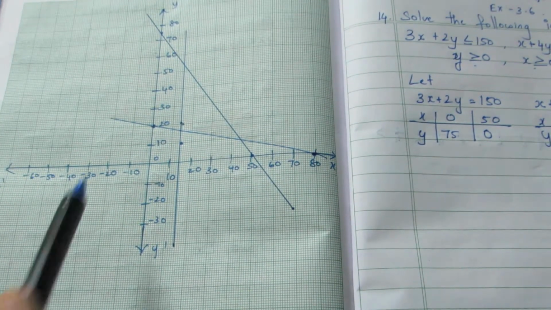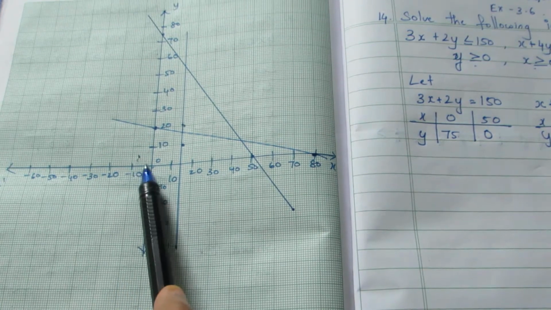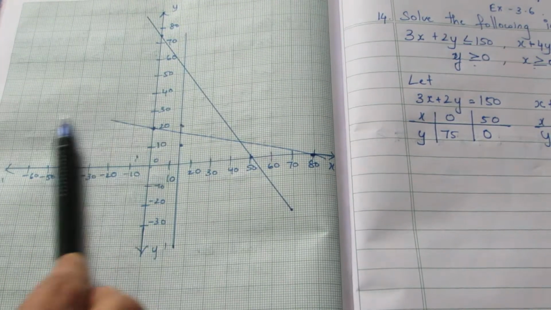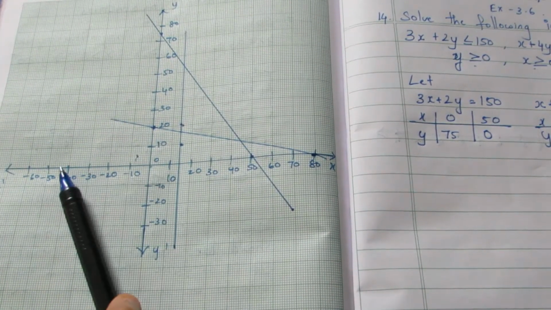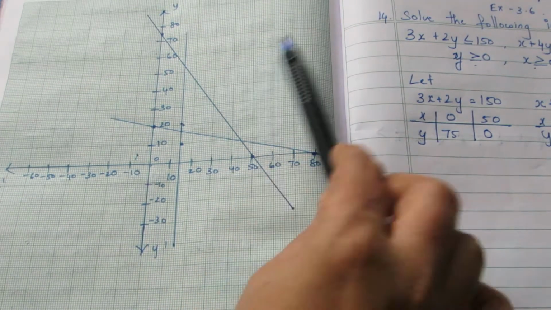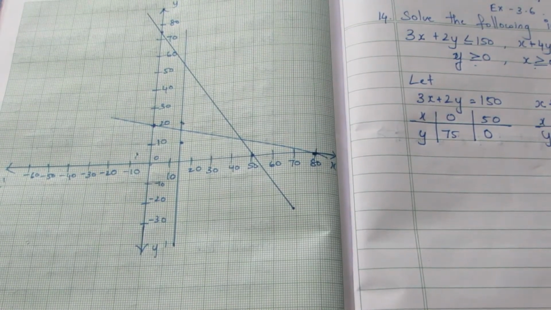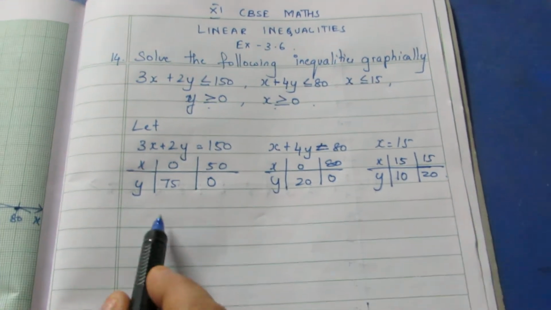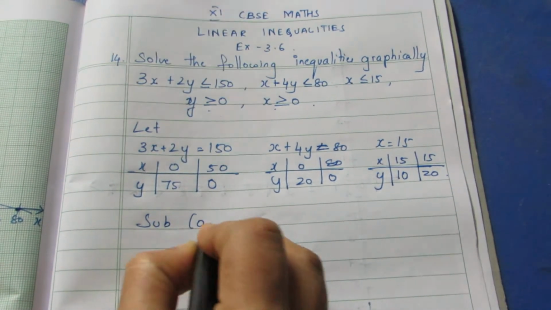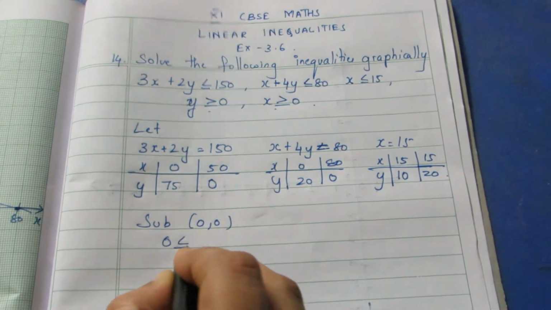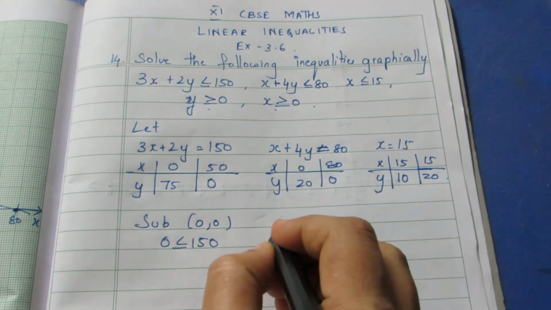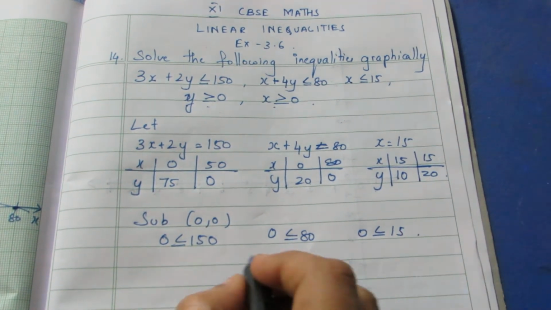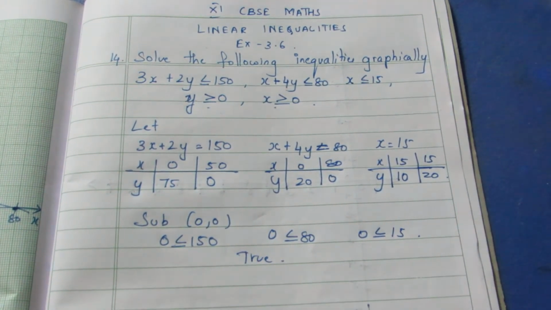Take any point, I'm going to take 0, 0. If 0, 0 satisfies the inequality, then your shaded region will be towards the 0, 0. If it is false, it will be away from 0, 0, and you can't shade it on the 0, 0 side. Let us check whether it satisfies the inequalities. Substituting 0, 0: here 0 is less than or equal to 150, here 0 is less than or equal to 80, here 0 is less than or equal to 15. Everything is true because 0 is lesser than all the numbers.